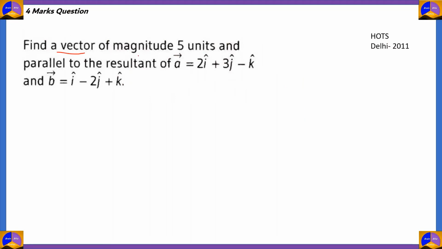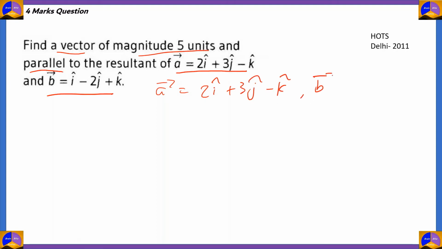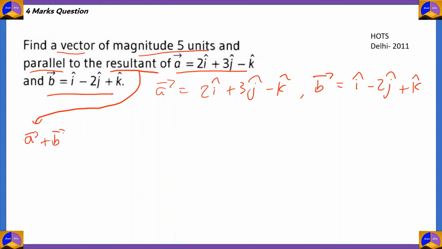Find a vector of magnitude 5 units and parallel to the resultant of a and b. So we have vector a is equal to 2i plus 3j minus k. Vector b is equal to i minus 2j plus k. And now we need to find out the resultant. The term resultant should tell you that the vector we're looking for is a bar plus b bar.